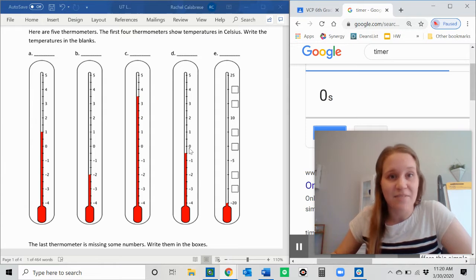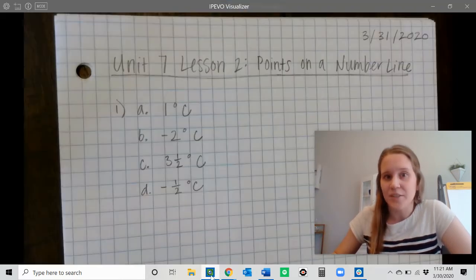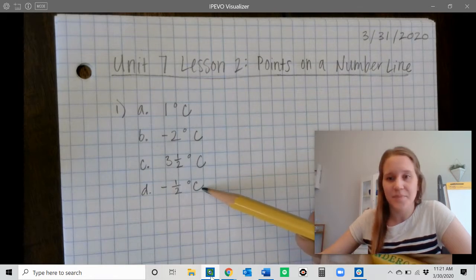D is interesting. I love this one because it's negative. This temperature is between 0 and negative 1. So I know that temperature is going to be negative. It's less than 0. And it looks like it's about halfway in between. So this temperature is actually negative 1/2 degrees Celsius or negative 0.5 degrees Celsius.